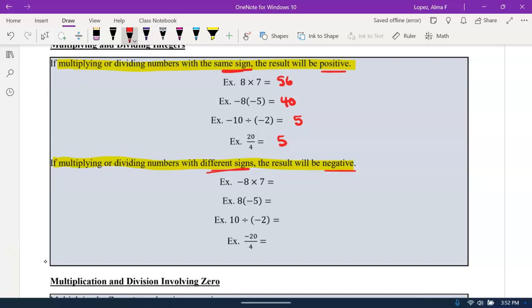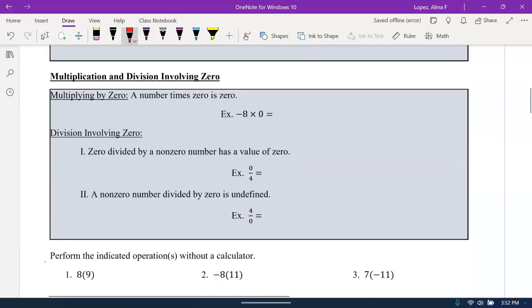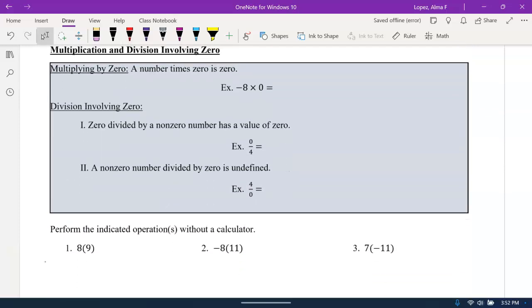Negative 8 times 7 is still 56, but it's negative this time because there are two different signs. 8 times negative 5, this one would be negative 40 because there are two different signed numbers. 10 divided by negative 2 this time would be negative 5, and negative 20 divided by 4 would be negative 5. All right, and again, I'm not going to go through the times tables ourselves. Keep practicing those. They get easier and easier, and then they're yours forever.